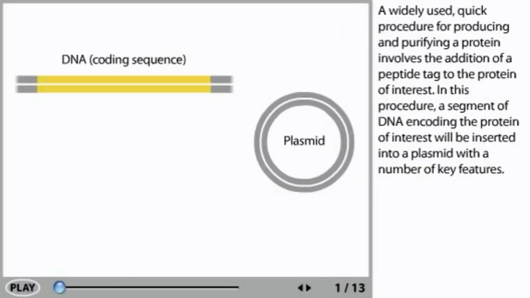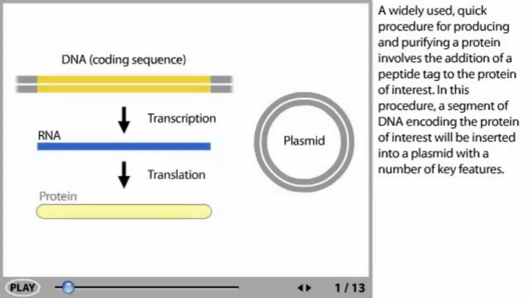A widely used, quick procedure for producing and purifying a protein involves the addition of a peptide tag to the protein of interest. In this procedure, a segment of DNA encoding the protein of interest will be inserted into a plasmid with a number of key features.